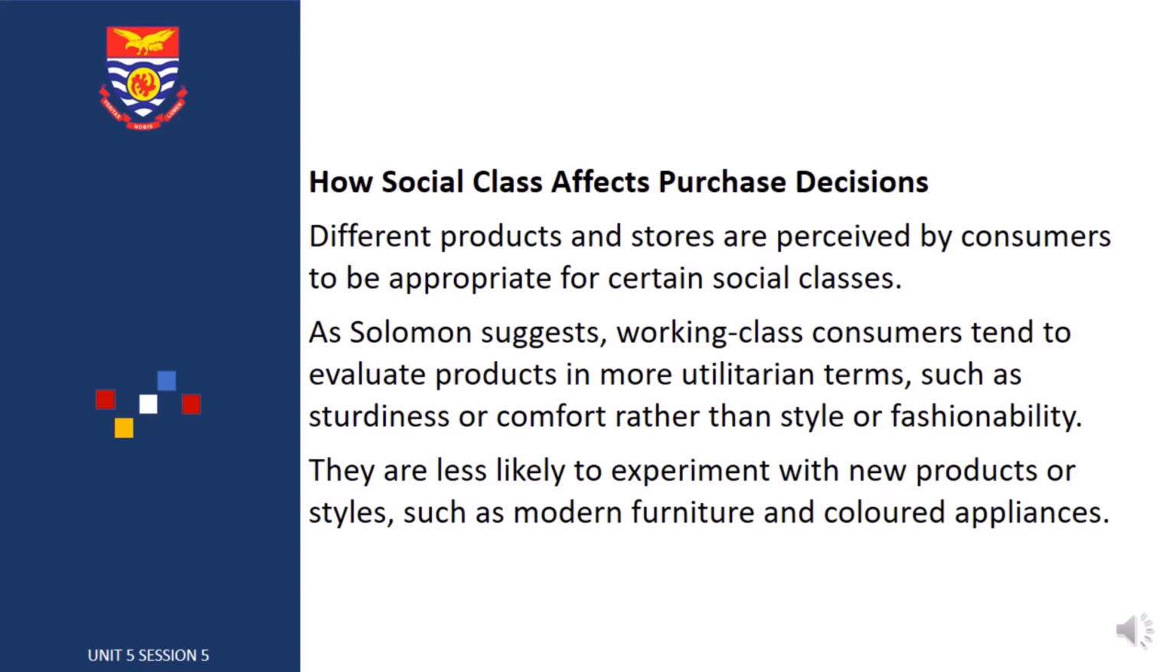And as Solomon suggested, working class consumers tend to evaluate products in more utilitarian terms, such as sturdiness or comfort, rather than style or fashionability. So people within the working class level make decisions based on utilitarian terms, what they think is right, or what they think is hygienic for them. And they are less likely to experiment with new products or styles, such as modern furniture and color.